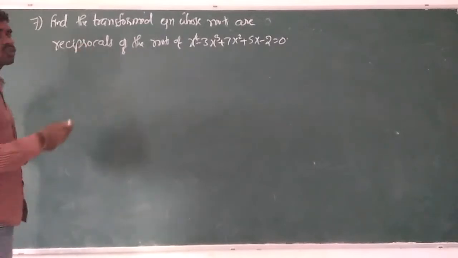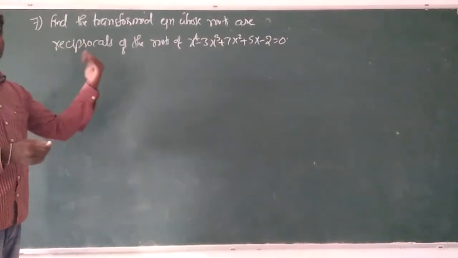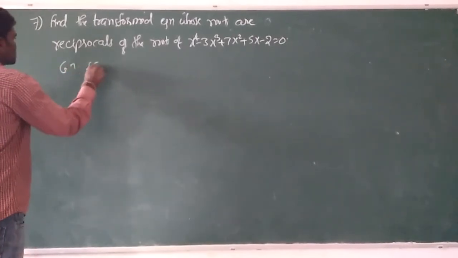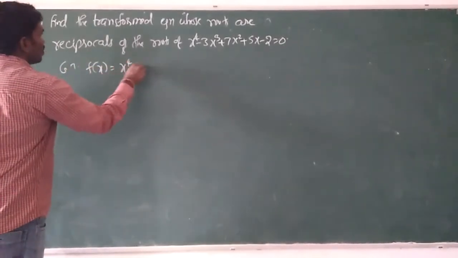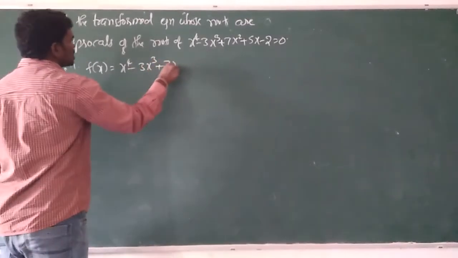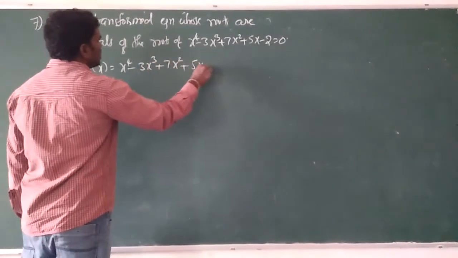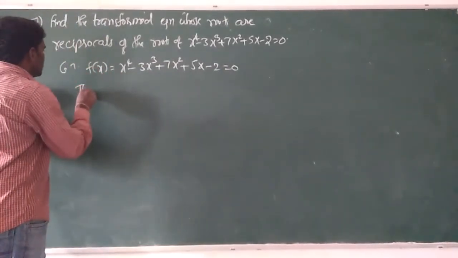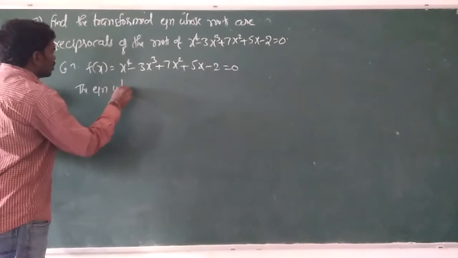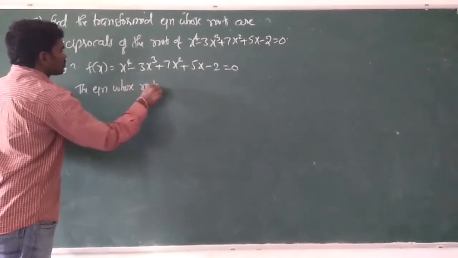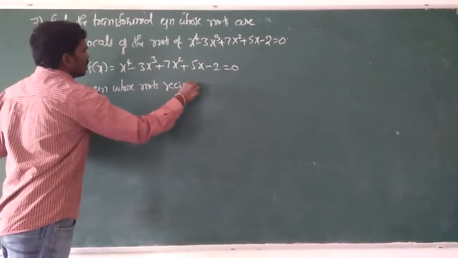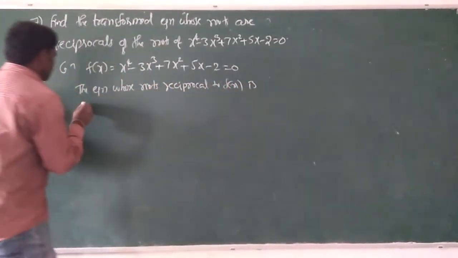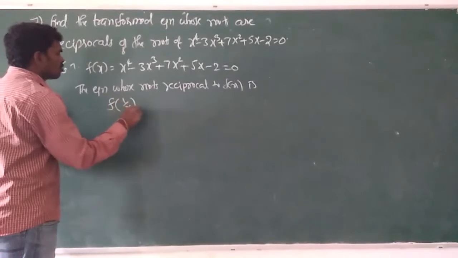Yes, very good. Reciprocals means what? 1 by x. So, first, given that f of x is equal to x power 4 minus 3x cube plus 7x square plus 5x minus 2 equal to 0. So, the equation whose roots are reciprocal to those of f of x is f of 1 by x equal to 0.